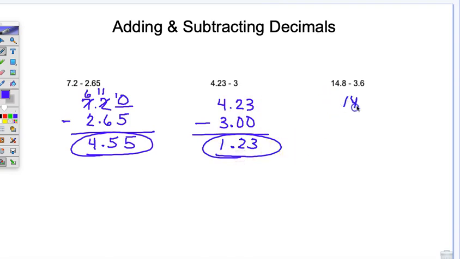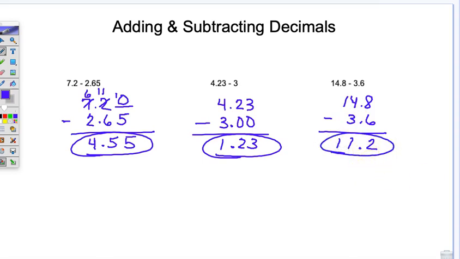In the last example, 14.8, we are subtracting 3.6. 8 take away 6 is a 2. Bring the decimal straight down. 4 take away 3 is 1. And bringing down a 1, we have 11.2.